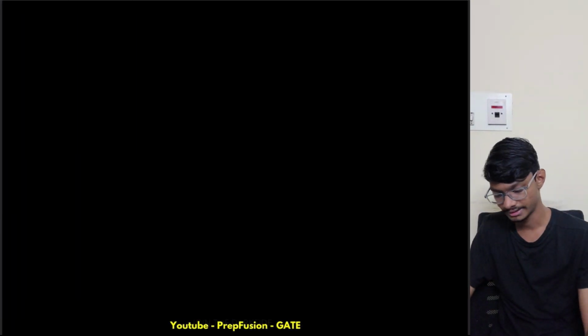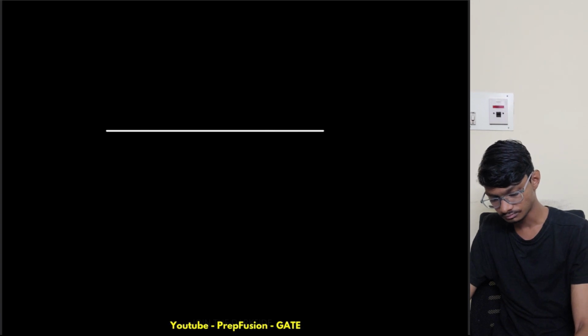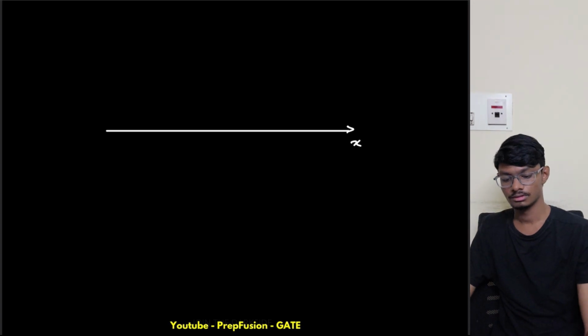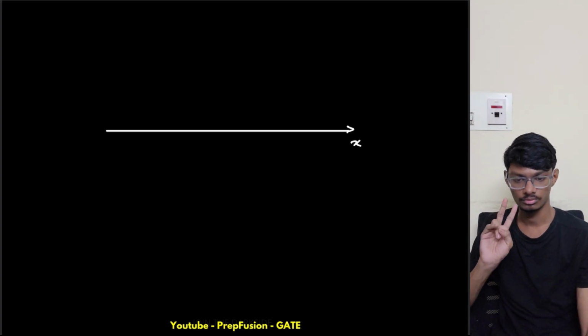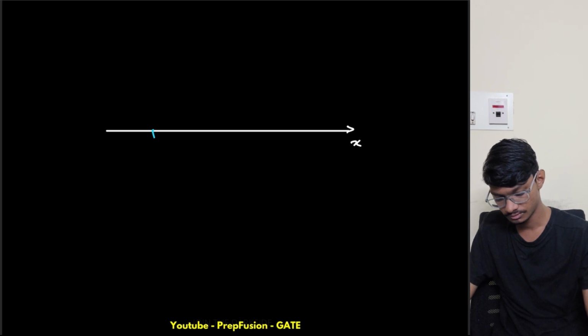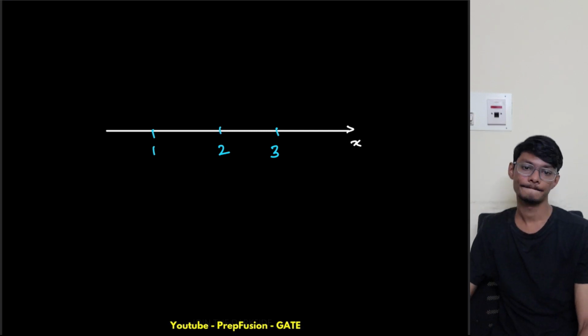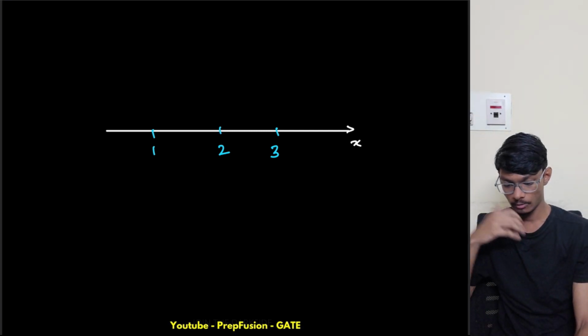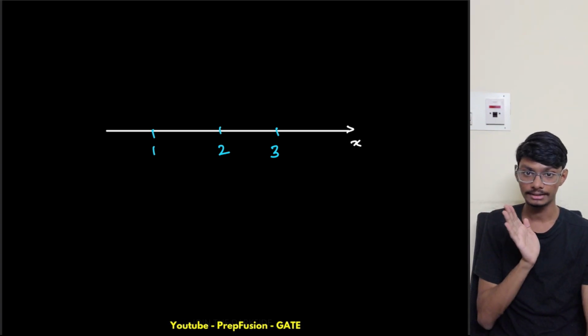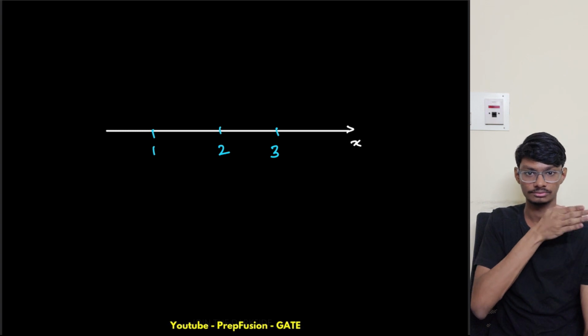Now we'll draw the number line, just the x-axis. Now we'll mark the corner points here. One is 1, another is 2, another is 3. Just don't think that this is not symmetrical or something. It's symmetrical. Now what will happen? At x more than 3, this is positive.